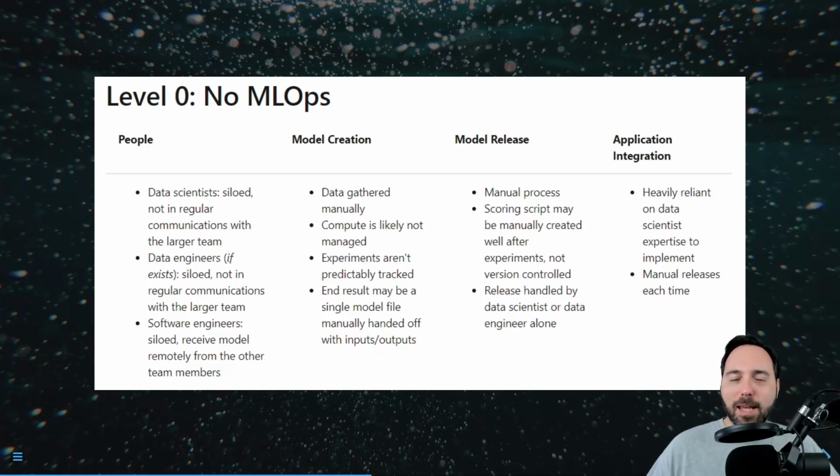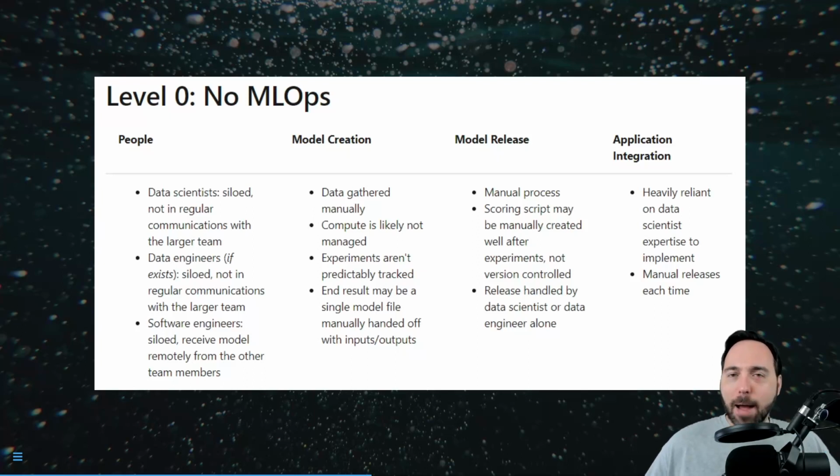And we kind of just end up with, here's a model. I've created a pickle file. How did I create it? I created it manually. If I have any sort of scoring, it's just some scoring script that I've created after the fact. And how do we deploy this thing out?